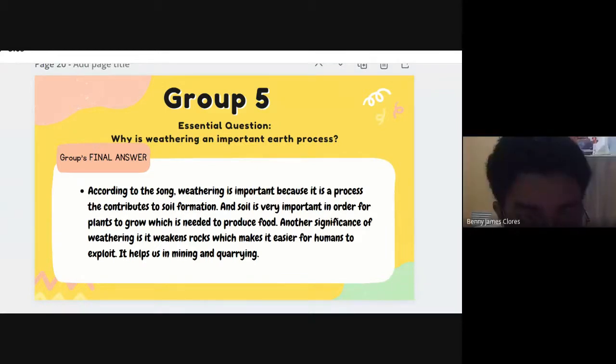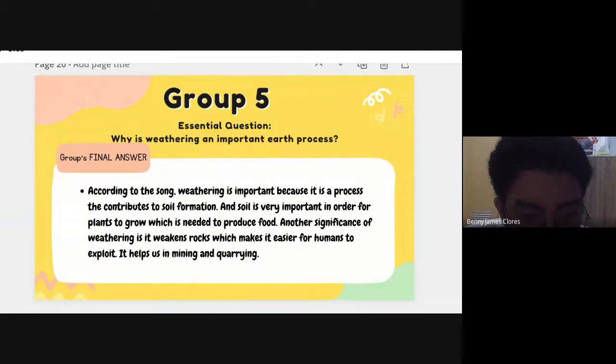First of all, I would like to greet everyone a pleasant afternoon. According to the song, weathering is important because it is a process that contributes to soil formation, and as we all know, based on the past lessons, soil formation is very important for organisms to exist here on the earth. And soil is very important for plants to grow, which is essential to produce our food, humans, and also to produce the food of other animals.